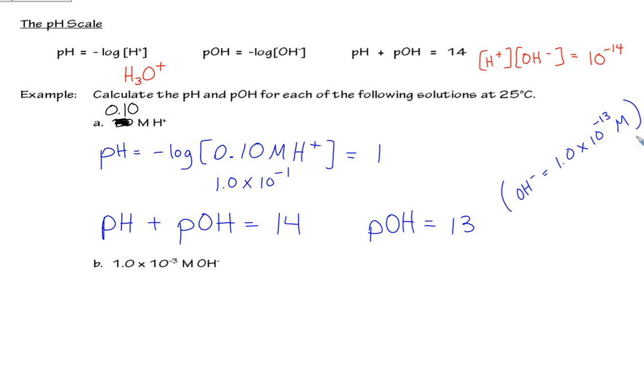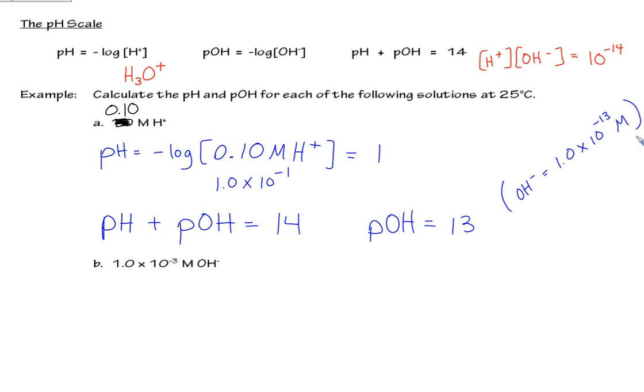The pH or the pOH is referring to the opposite exponent of 10. So if your pH is 1, the concentration is 10 to the negative first. If the pOH is 13, the concentration of hydroxide is 10 to the negative 13th.